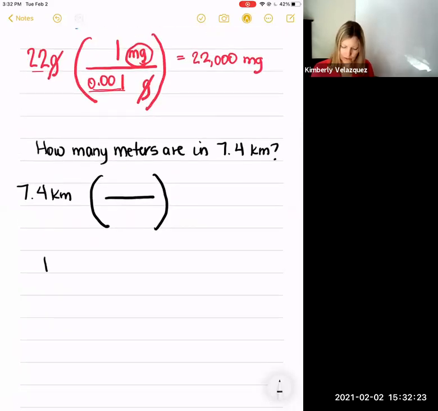Okay, so 1 kilometer equals 1,000 meters. This becomes my fraction. I just need to decide which way to flip it. Does the 1,000 meters go on the top or the bottom? Does the 1 kilometer go on the top or the bottom? In this case, I want to cancel out kilometers, so my kilometers need to go on the bottom and my meters need to go on the top. Now I just fill in my numbers. 1 kilometer, 1,000 meters.